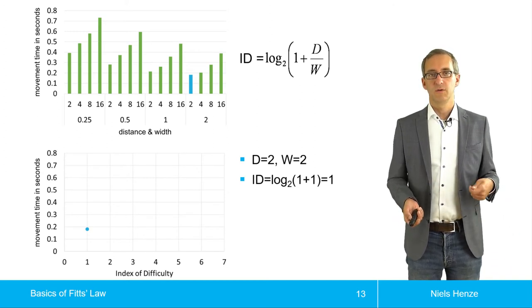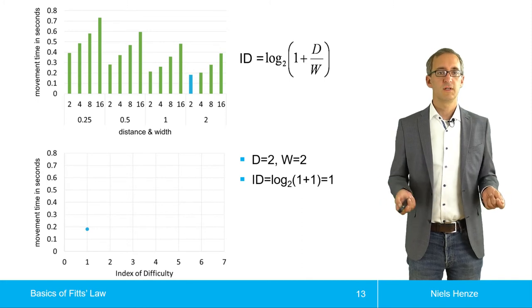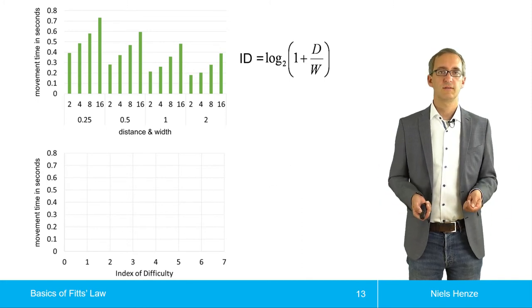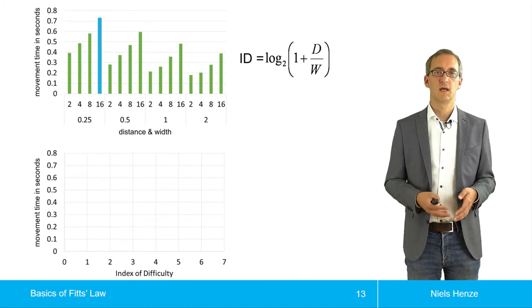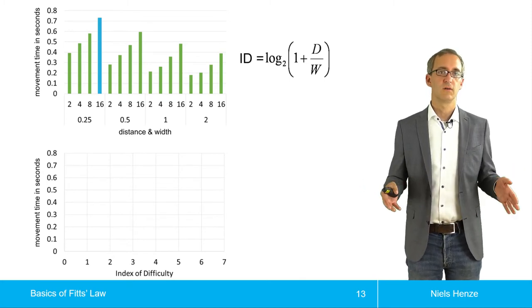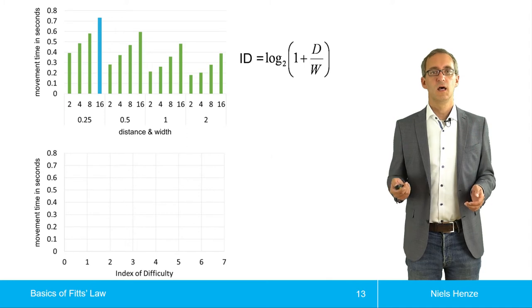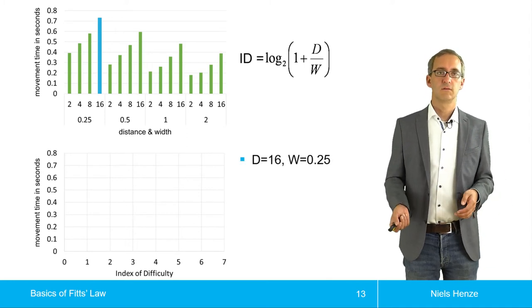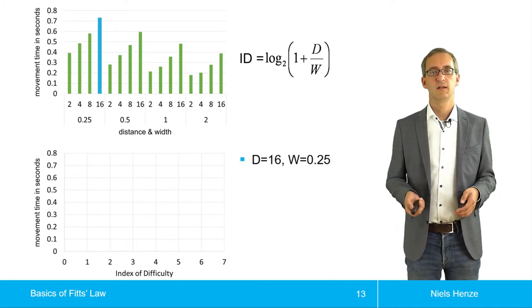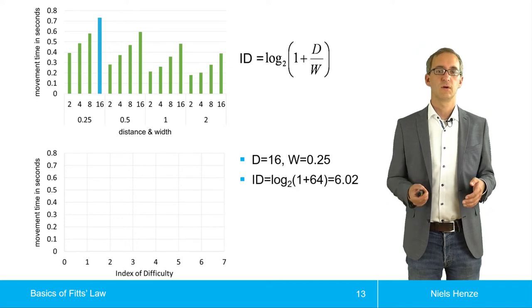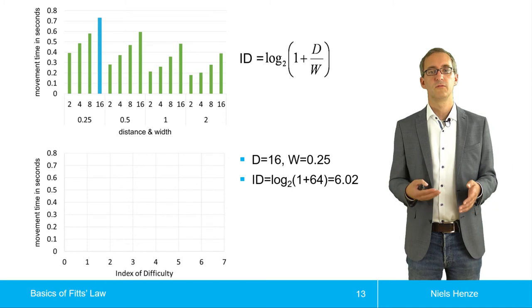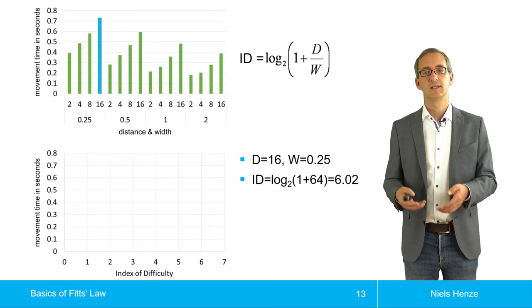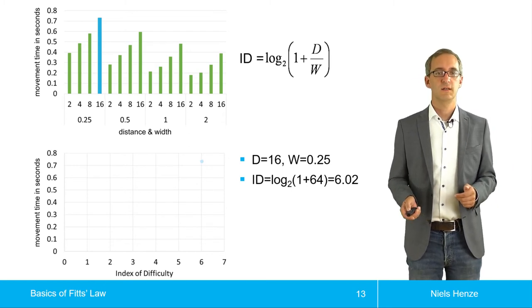And then we have our first dot in our new graph. We can continue that. Let's look at another example. We have the distance is now 16 and the target is a quarter of an inch wide. And again, D 16, W a quarter of an inch. And now we can put that into our equation. Then this is log of 1 plus 64, and this is roughly 6. And again, we can put that in.